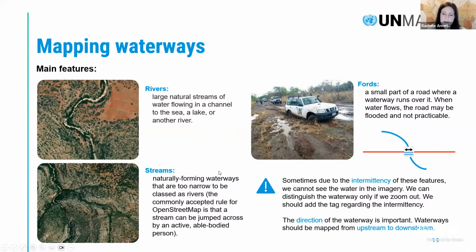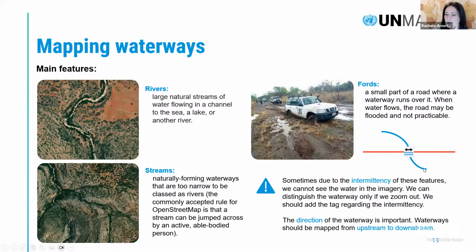What happens next? The next thing that we can find while mapping today is that we see that we have a river or a stream, and we have a road. This red line is a road.